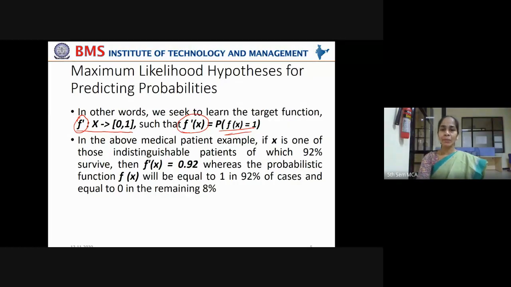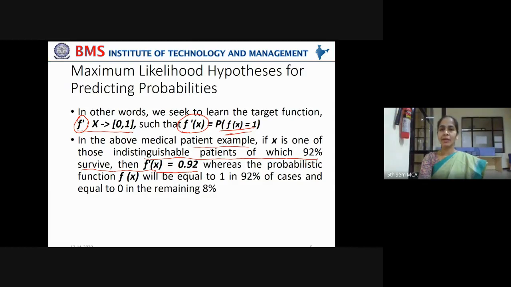In the above medical patient example, if X is one of those indistinguishable patients of which 92% survive, then what is f dash of x? What is the probability? Remember, you're learning a real valued function. If it is a categorical function, you can take it as 1. But if it is real valued function, there is some probability associated with it. Then f dash of x is equal to 0.92.